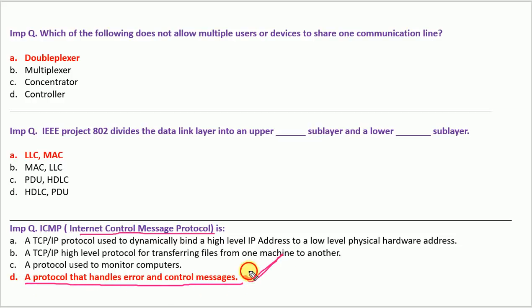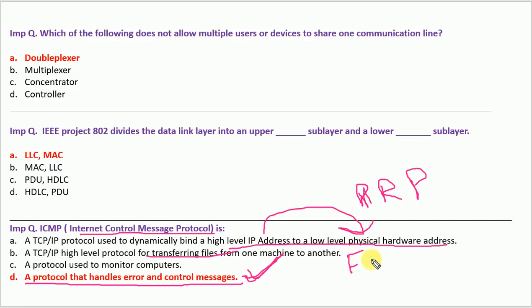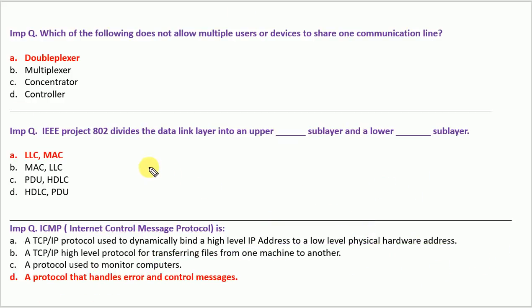You have to remember that ICMP is nothing related to mapping an IP address to a physical hardware address. If I have an IP address and I want to know the physical address, I will use ARP, Address Resolution Protocol. If I want to transfer a file, I will use FTP or trivial FTP. So this protocol is nothing related with transferring files or IP addresses. It is used for handling error and control messages. I hope this point is also clear for you guys.